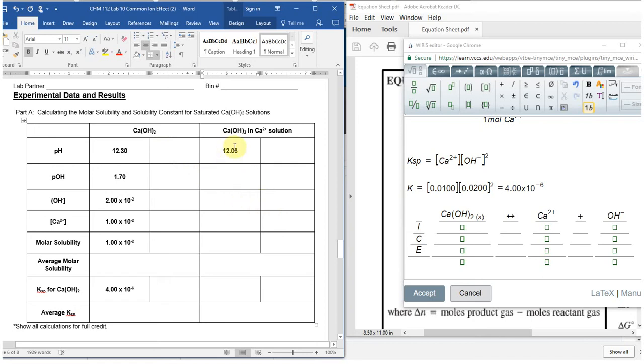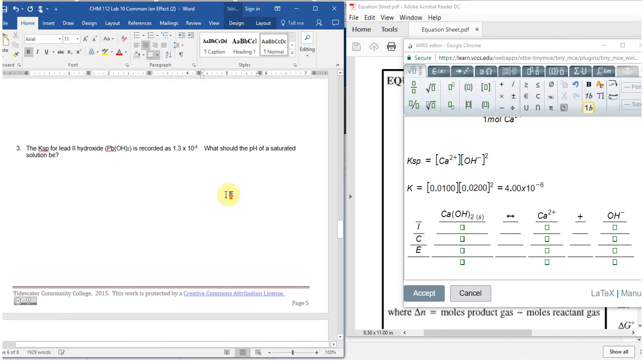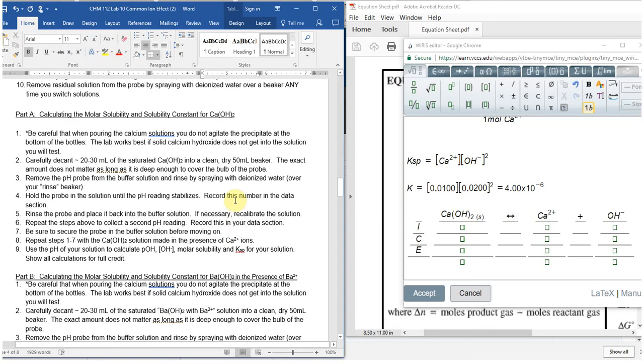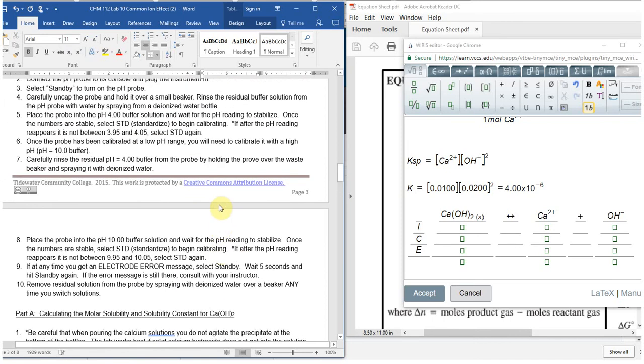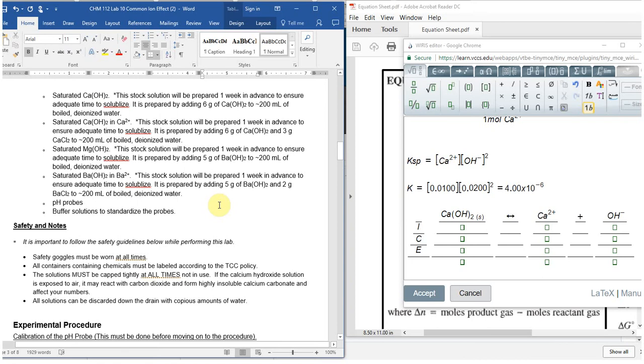Okay, so over here we're going to do the exact same calculation. The difference is how much calcium is there? It's going to tell you, and I don't have it written down here because I think we changed it. Oh, and I didn't write it on my notes either.